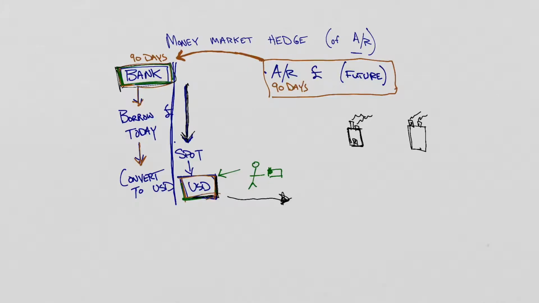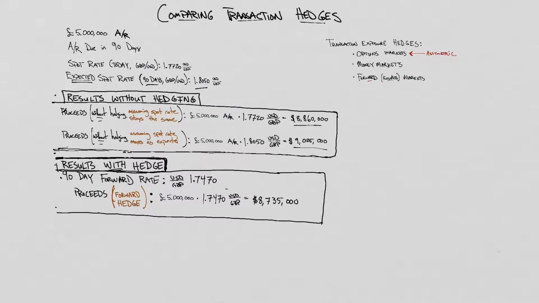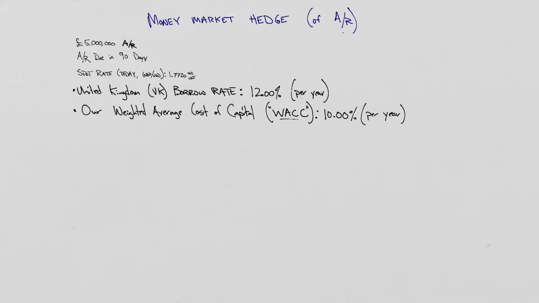money today, in contrast to some other hedges, like, say, the 90-day forward contract hedge, where we had to wait 90 days to convert the currency and actually get the US dollars. So our WACC is 10%. And I think at this point, these are all the things that we need to do a money market hedge.